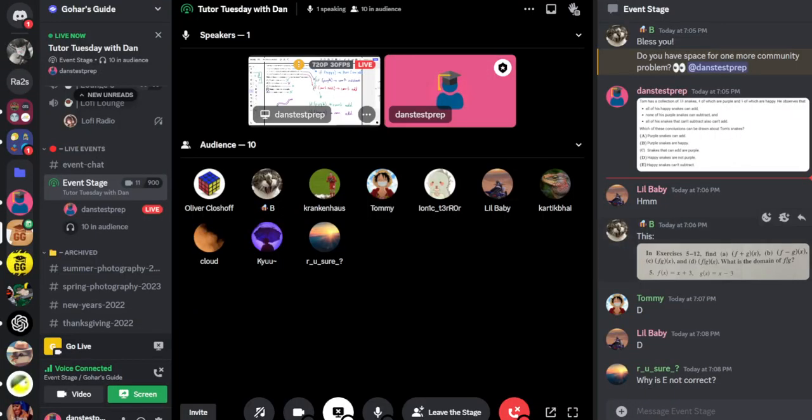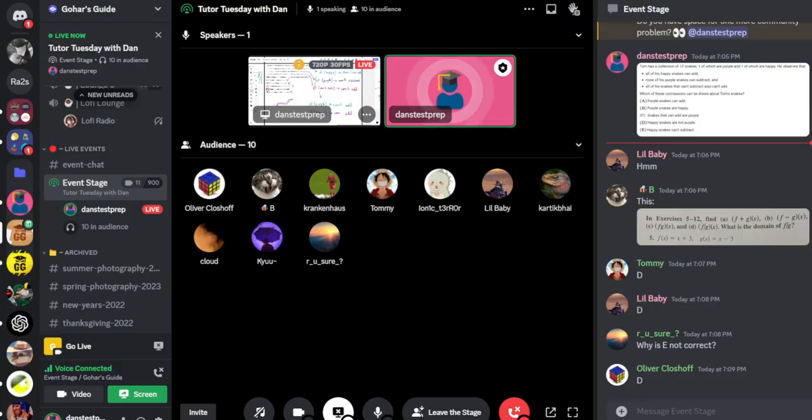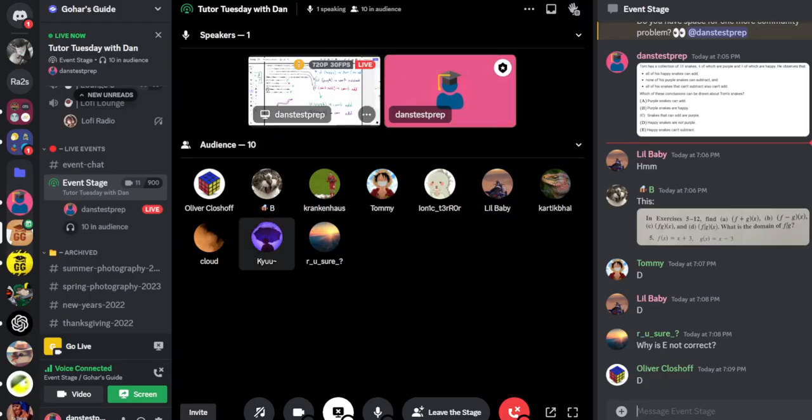Okay, I see we got some more problems here. Why is E not correct? Happy snakes can't subtract. There's nothing that indicates that happy snakes can't subtract. I mean, they very well could subtract. And if the happy snakes could not subtract, then they also could not add, which would also be another contradiction.